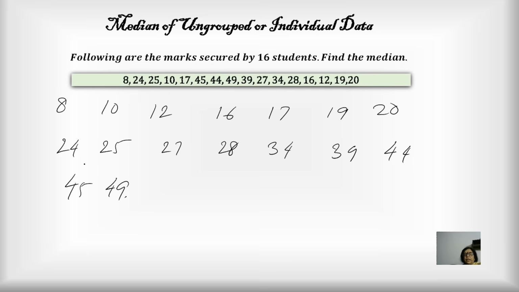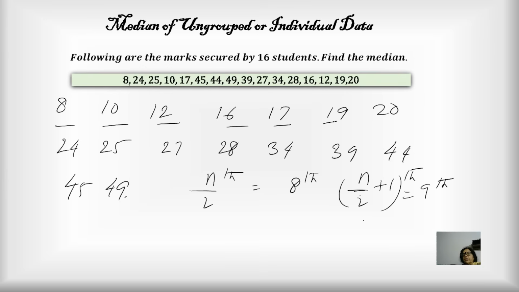Let me just check: 6, 8, 10, 12, 14, 16, all the values have been entered. In this case, where we have an even number of students, we'll take out the n by 2th observation, that is of course 16 by 2, the 8th observation, and the (n by 2 plus 1)th observation. So it is not n plus 1 by 2, it is n by 2 plus 1th observation, that is the 9th observation. Now we check the 8th and 9th observation: 1, 2, 3, 4, 5, 6, 7, 8 and 9.